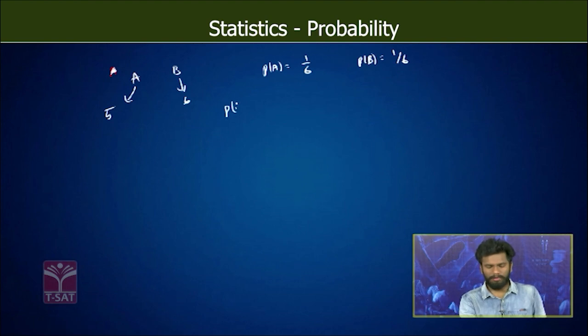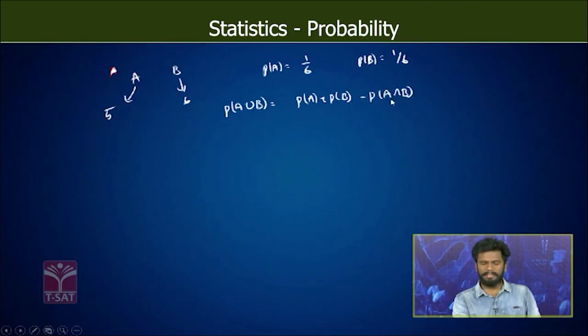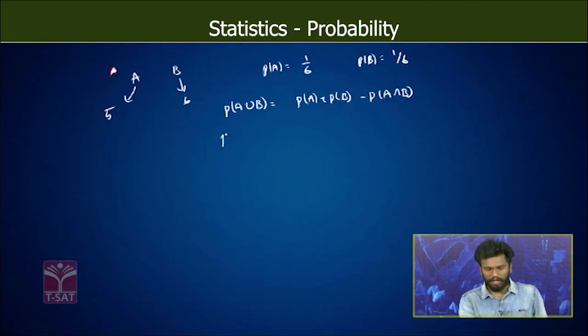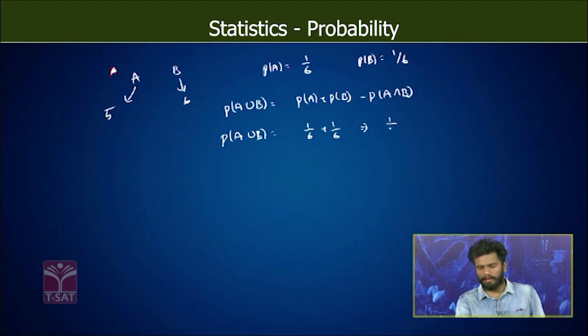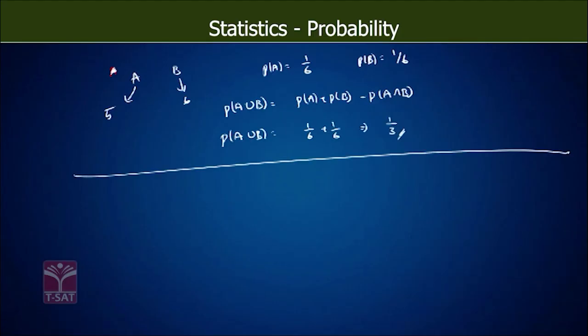Now the probability of occurrence of A or B is equal to the probability of A plus the probability of B minus the probability of A intersection B. Is there any intersection part for these two events A and B? There is no intersection part. Occurring a number 5 and occurring a number 6 are both different. Now the probability of A or B will be 1 by 6 plus 1 by 6, which is 1 by 3. So this is for the two events A and B.